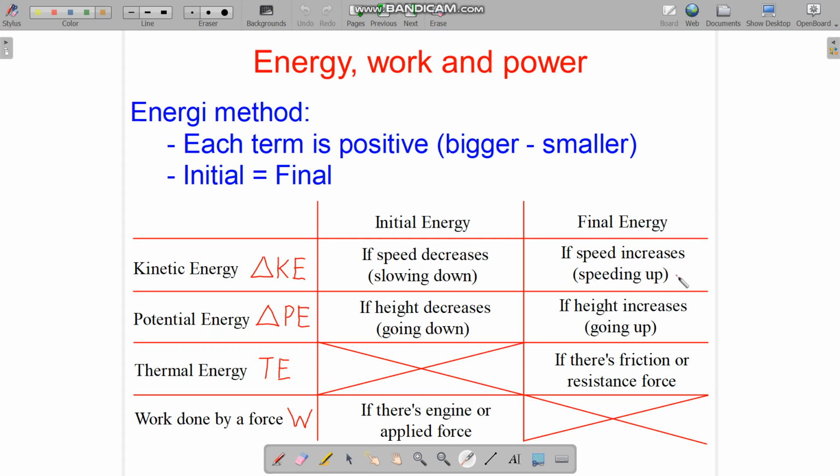So we have two sides of an equation. We have to put the delta PE on the left, or on the initial energy side, if the height decreases, because we are losing potential energy, and on the final energy side if the height increases. Thermal energy is always on the final energy side, because it's always the result of friction or resistance force, so it's never there in the beginning, it's there in the end always. Work done by a force such as engine force or applied force must be on the initial side.